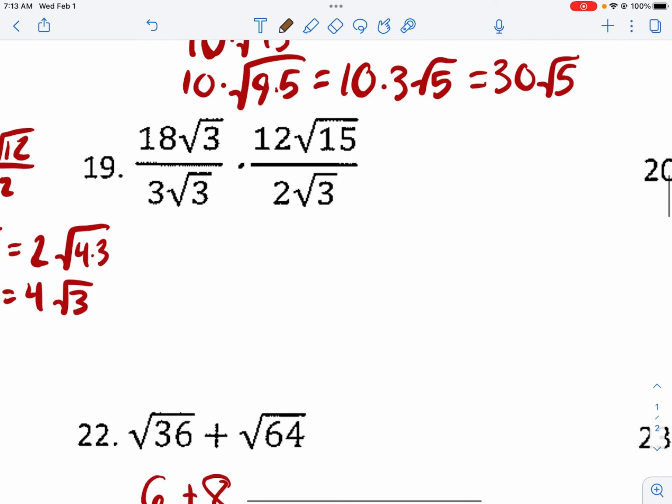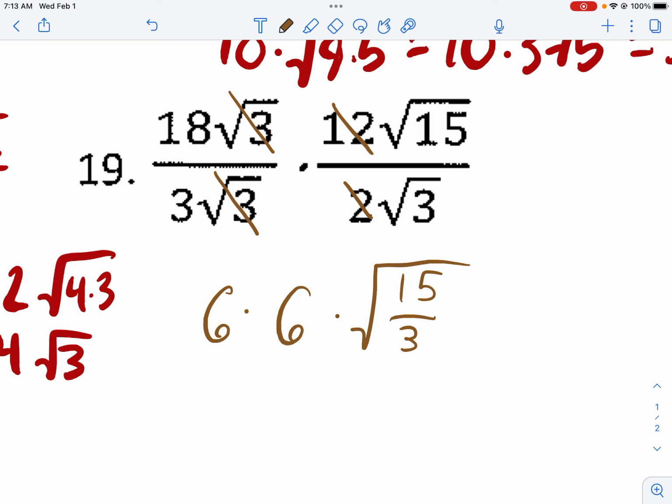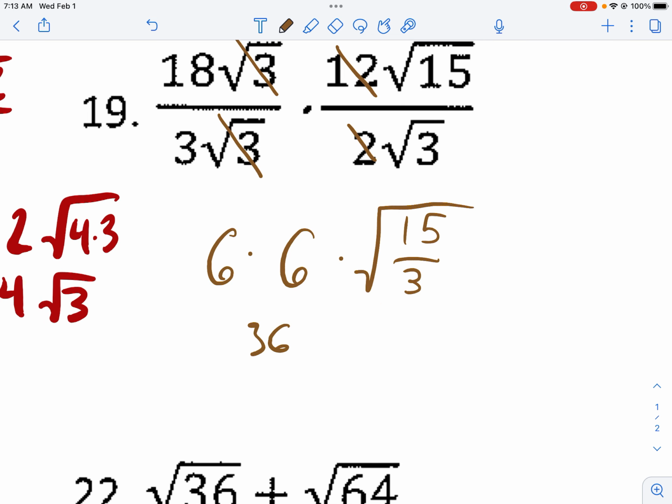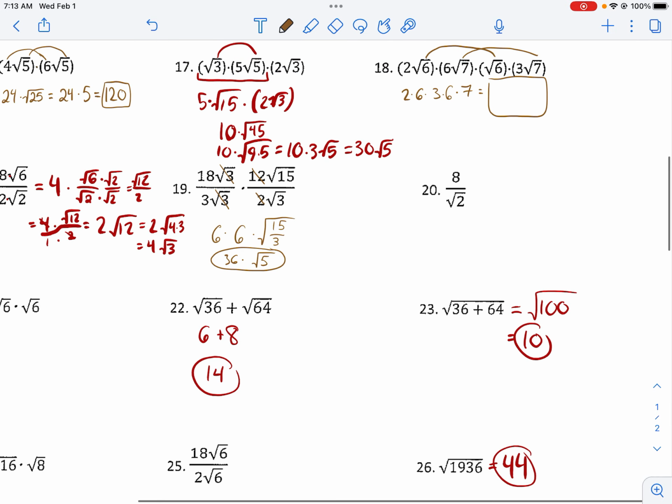Let's see, number 19. This one we talked about how the square roots of 3s are like variables, so we can kind of cross those out. And then we get 6 times 12 over 2. These cancel as well. Again, we're multiplying, so that becomes a 2. Or no, that becomes a 6, sorry. 6 times the square root. And then I said we can rewrite this double square root as just a big square root of 15 over 3. So now I have 36 times square root of 5. And I'm done. That's one of our properties we use there.